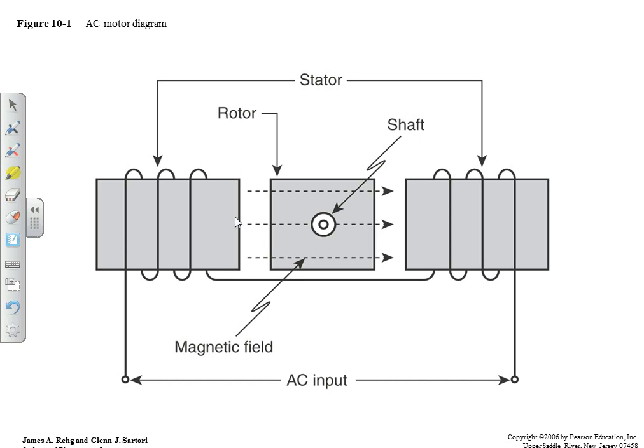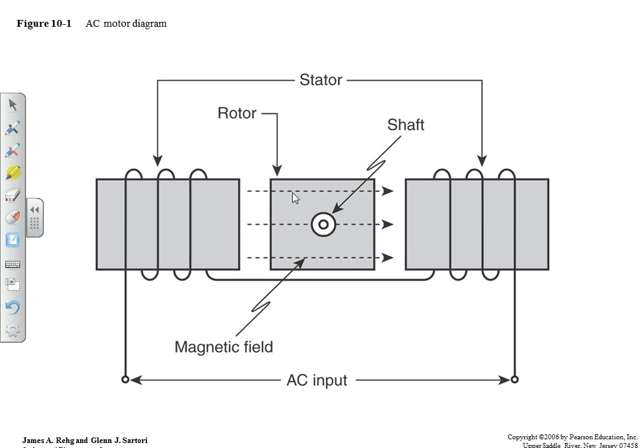That changing magnetic field is going to cause currents to flow on the rotor. So the magnetic field from the stator is going to induce currents to flow on the rotor. Those currents that flow on the rotor in turn are going to create a magnetic field on the rotor. That magnetic field is now going to follow the magnetic field of the stator.